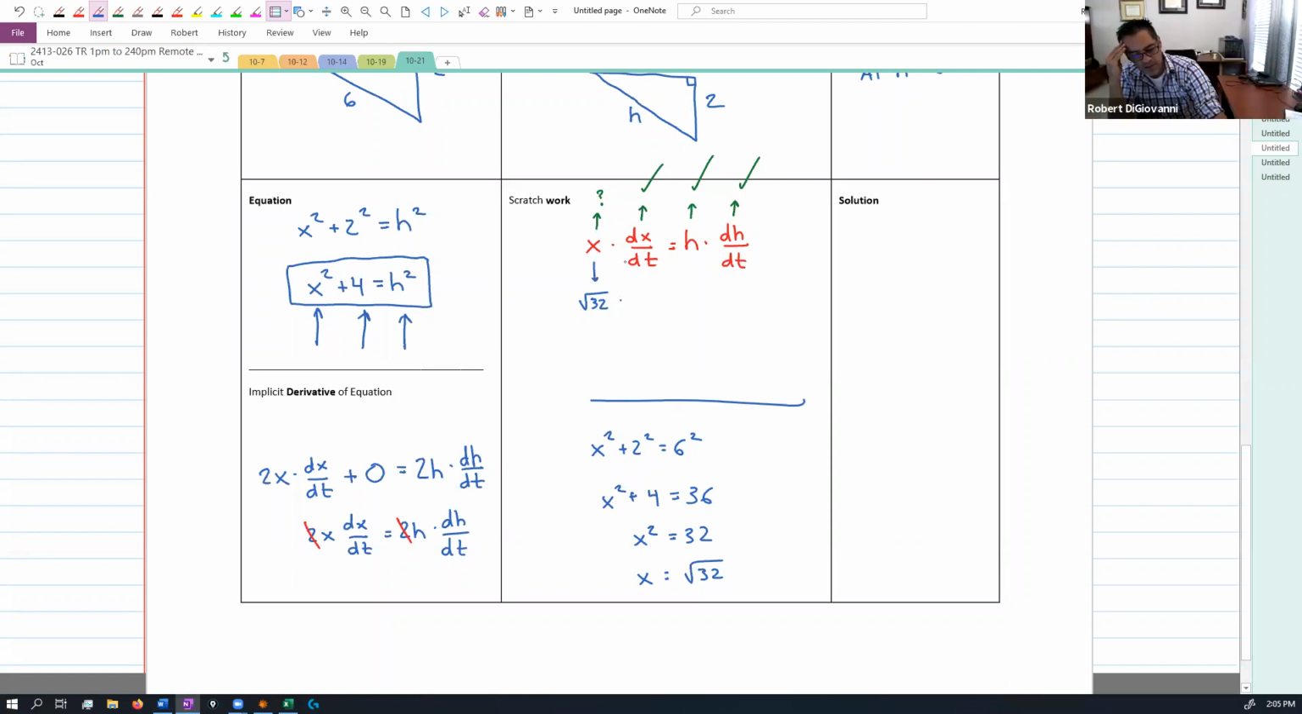What was dx dt? Wasn't that negative 600? Yeah, negative 600. Then equals h, which is 6, and then dh dt is what we're solving for. I can divide both sides by 6. I get negative 100 root 32 equals dh dt. Just divided both sides by 6. Move the negative 100 in front of the root 32. And I think I'm just going to get on my calculator and get a decimal approximation.